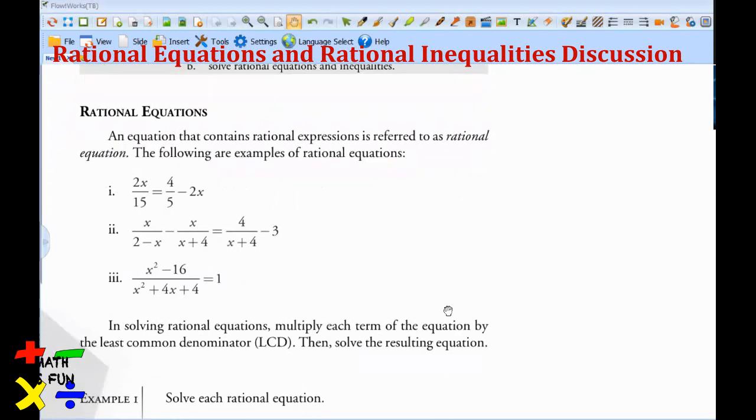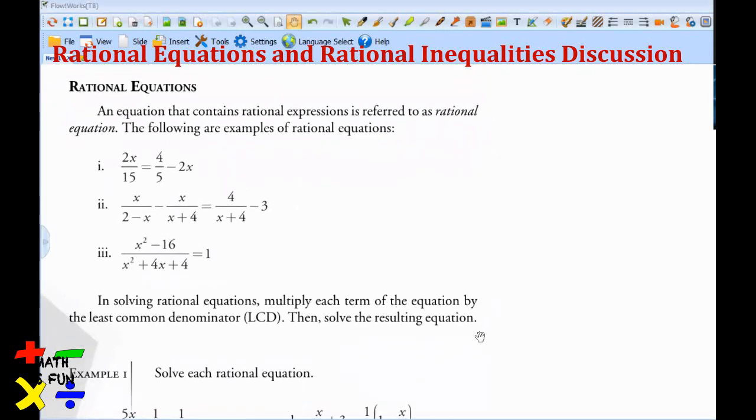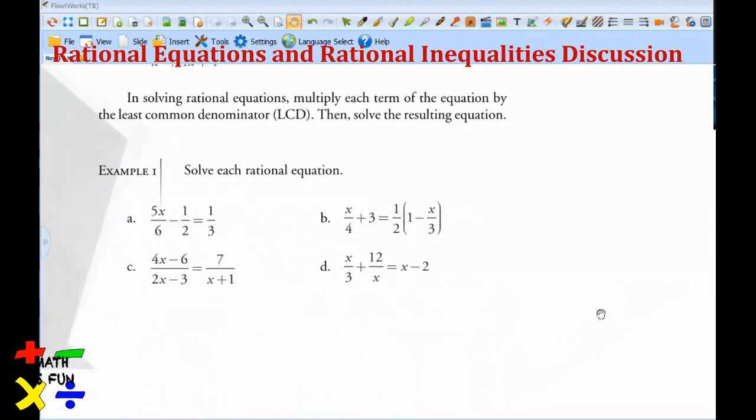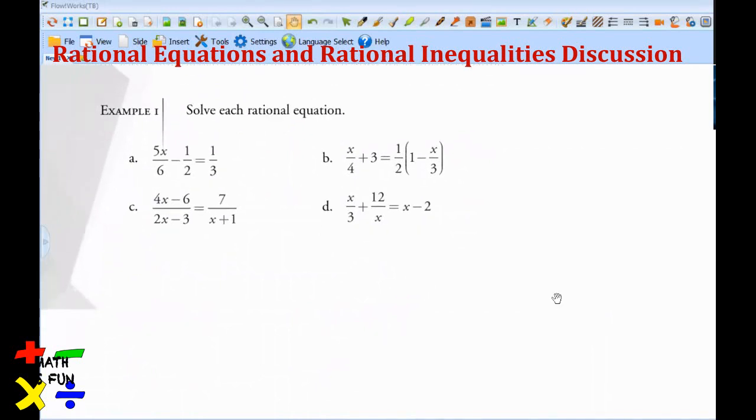So in solving rational equations, multiply each term of the equation by the least common denominator, or LCD, then solve the resulting equation. Example 1: solve each rational equation. Letter A. So let's start with A. 5x over 6 minus half equals 1/3. We need to find the LCD of this rational equation so that we can solve for the variable x.